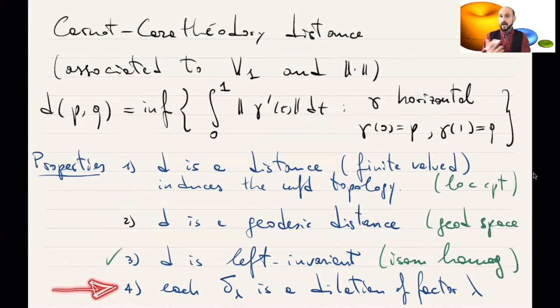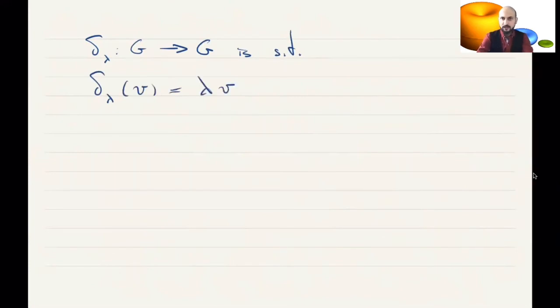But let's maybe discuss more this property, which is the new property, the one that really distinguishes Carnot groups from arbitrary Lie groups. So why is this true? So delta lambda, remember, is the map at the level of the group, going from G to G. So this is such that delta lambda of V is equal to lambda V for all V in V1.